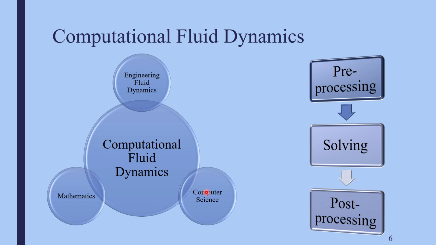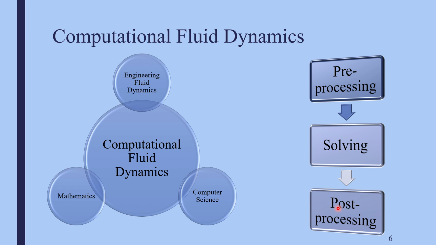With pre-processed solvers, that is, software, there are three stages in doing CFD for a particular system. The first one is pre-processing, the second is solving, and the third is post-processing. In pre-processing, we take the particular geometry, create the geometry for that system, and mesh that system.